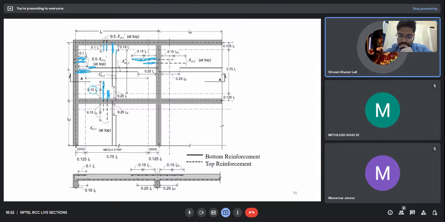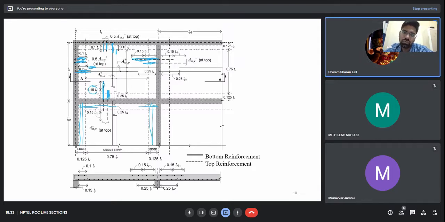Okay, sir. But these are parallel to the edges, but those are in transverse direction. So isn't that affecting, some kind of effect is there? The bars won't have any effect. It will be present here, parallel to this edge and parallel to this edge, everywhere.